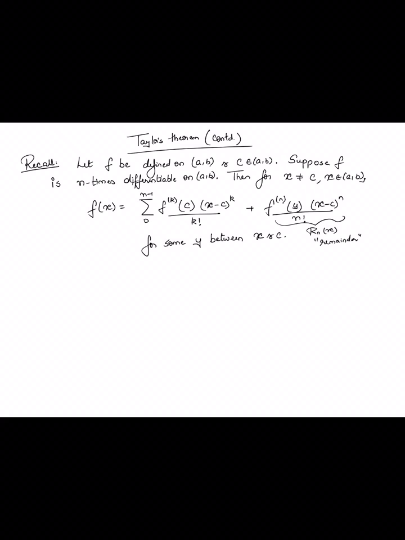This error term is also often called the remainder, which we have denoted by Rn of x, and this error or remainder can be expressed as (x minus c) raised to n, divided by n factorial, times the nth derivative of f at some point y between x and c. This was the characterization of the remainder provided by Taylor's theorem, which, if you recall, was proved by an n times application of Rolle's theorem. So let's first look at a simple corollary of this.